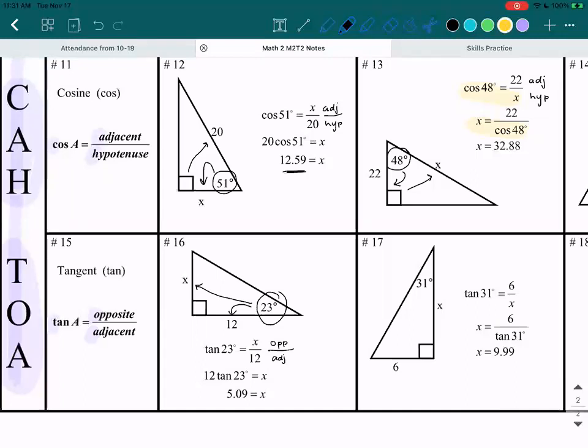Then for box number 17, we are given our reference angle here. That's the opposite side. This is the adjacent side. Okay, so we choose tangent because tangent is opposite over adjacent. Put it together, we get tangent of 31 degrees is equal to 6 divided by x. Remember, when your x is in the denominator, you can switch it with the other side. That's what we do over here. x is equal to 6 over tangent of 31 degrees. We type it in the calculator and we get our answer, 9.99. Are there any questions?